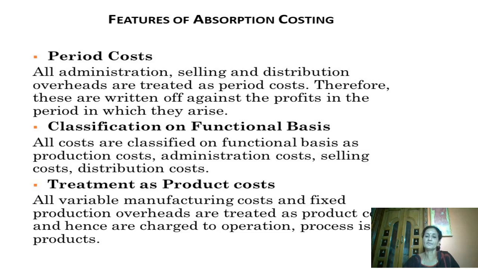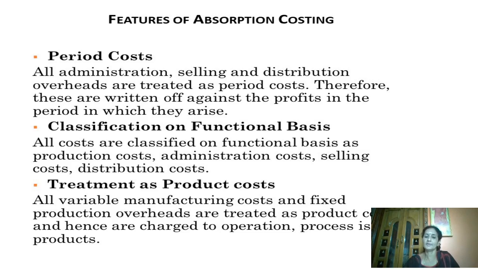Then classification on functional basis. All costs are classified on functional basis as production cost, administration cost, selling cost, distribution cost. So this we have already discussed in the previous semesters and all about the cost sheet, how we are calculating the cost stepwise. Here also it is the same, only the difference is that in each cost, even the fixed cost will be included.